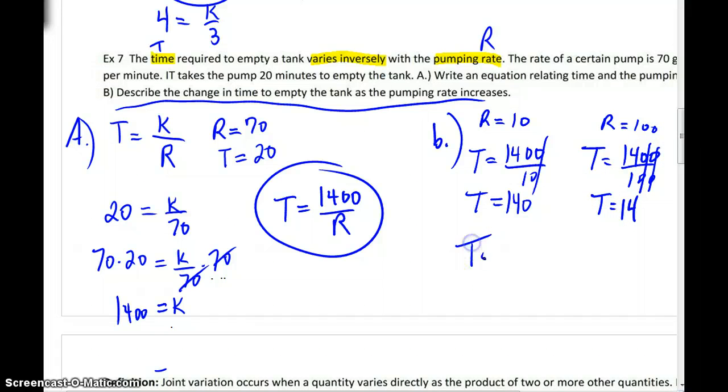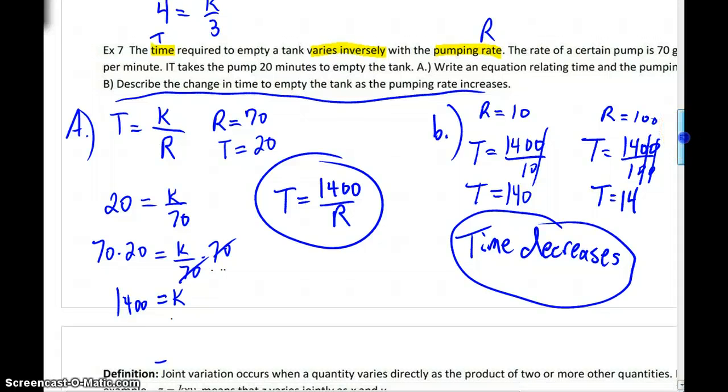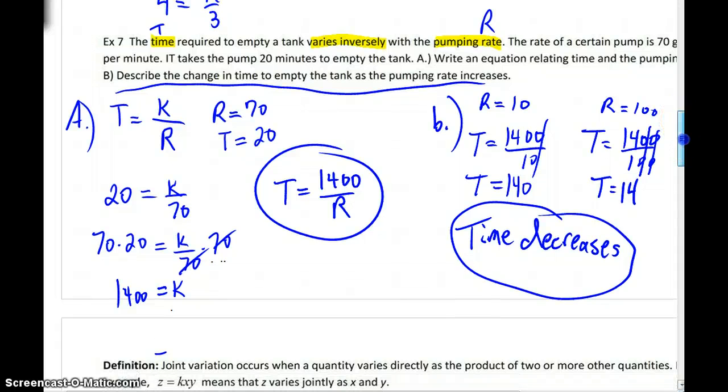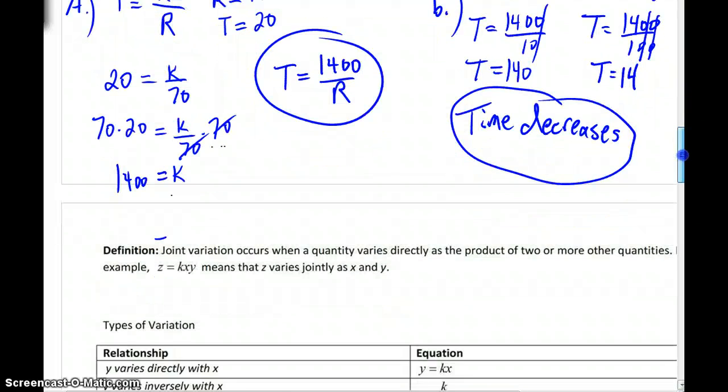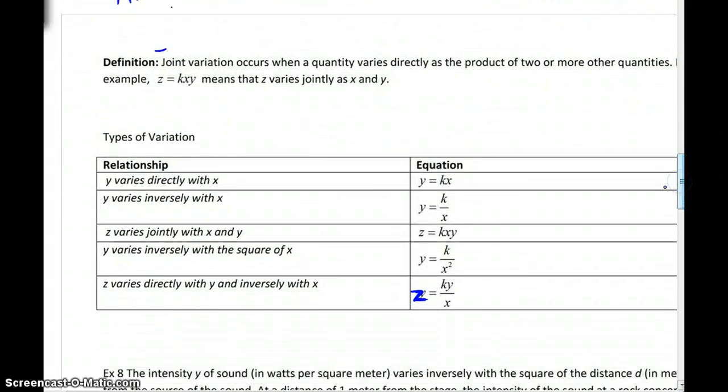We can see that time decreases as our rate is increasing. So the rate is increasing, it's going up, and yet our time is decreasing. We see that very often with this inverse variation. Let's very quickly go to the second page. You're almost done. Joint variation.